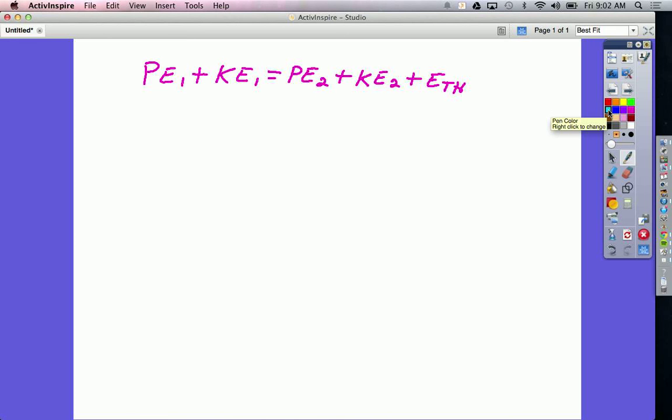And what we will know is that initially this box of oranges is going to have potential energy because it's way up high, but it doesn't have any initial speed, so it's not going to have any initial kinetic energy. Later, when it gets to the bottom of the ramp, all of its gravitational potential energy will have gone away, but it's going to slide.